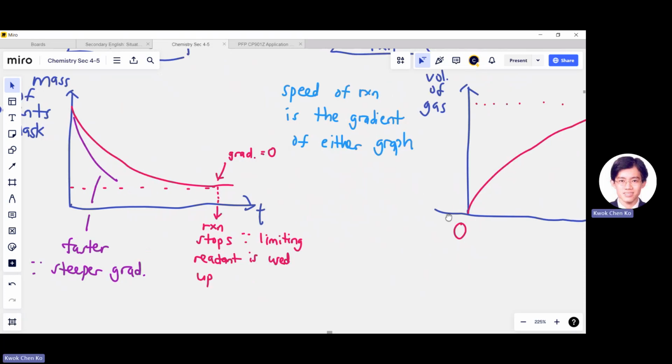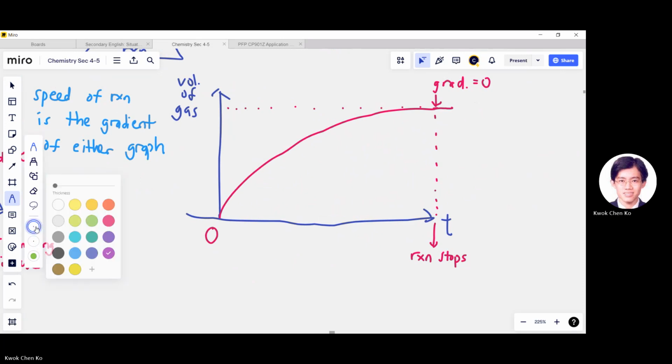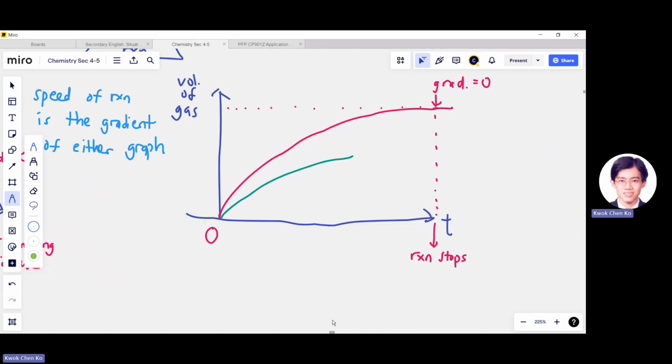Make sure you don't misinterpret this one. Now, same thing, I have this. Which one is faster, red or green? Which one has a steeper gradient? Do you know the meaning? What is gradient?